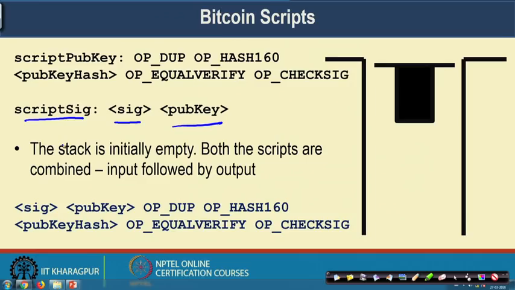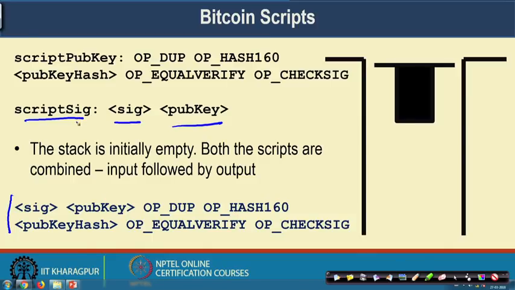As we have mentioned earlier, Bitcoin script is a fork-like programming language. It is processed from left to right, with the help of a stack. So we will take the help of a stack and try to process this particular script. Let us look into how this script is being processed. Initially, the first task is that we need to combine these two scripts together. By combining them, we get a combined script like this. First we put the input and then we put the output.